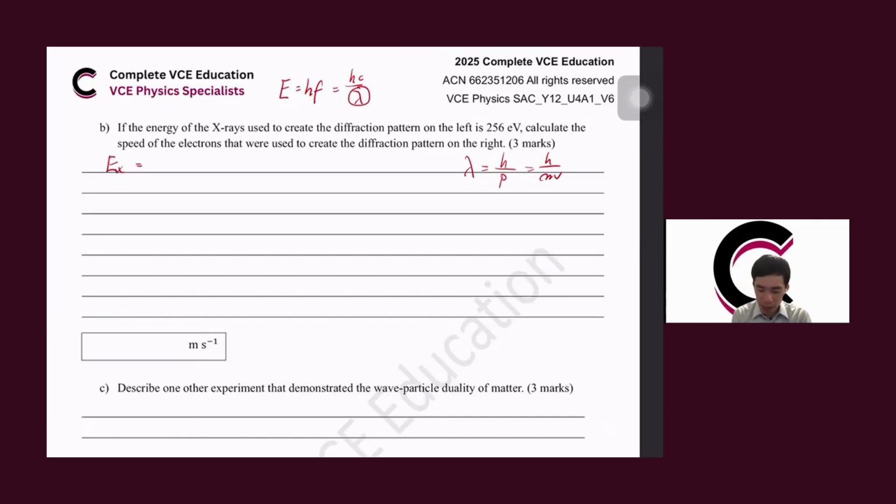E of the X-ray is hc over lambda. So 256, you can use the electron volts. If you use Planck's constant, it's 4.14 times 10 to the negative 15, times 3 times 10 to the power of 8, divided by the wavelength of the X-ray. So the X-ray wavelength is 4.85 times 10 to the power of negative 9 meters, and you can have this equating to the electron wavelength.